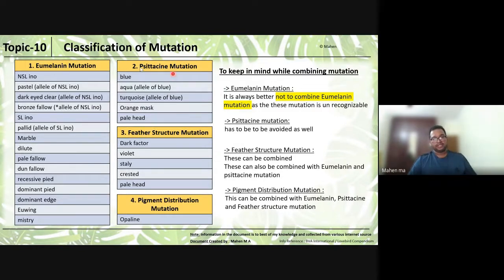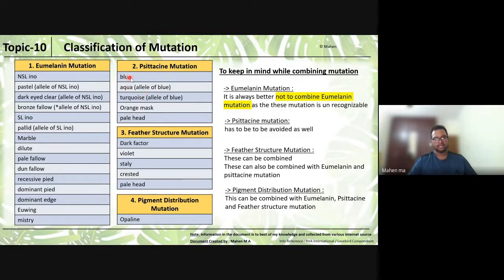Coming to citizen mutation, we have blue, aqua, turquoise, orange mask, and pale head. This also should be avoided. Since aqua is an allele of blue, and turquoise is an allele of blue, combining any of these three will result in blue aqua, blue turquoise, or aqua turquoise.